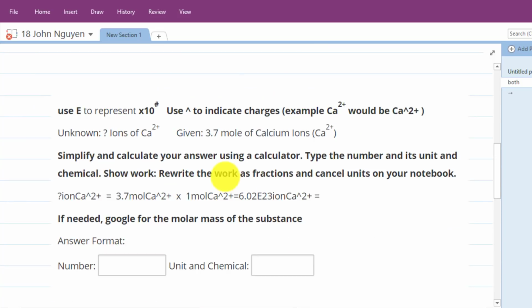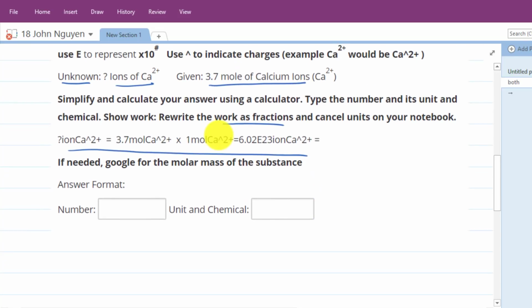Now, in this case, we have our unknown ions of calcium 2+, and we are given 3.7 moles of ions of calcium 2+. And I gave you the answer already to the setup of the flowchart, which I expect you already know how to do. And our job is to rewrite this in fraction. So we have to cancel it out, okay? So let's rewrite this as a fraction.